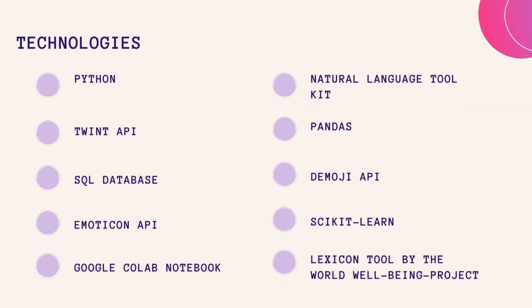Technologies. We used the Python programming language, Natural Language Toolkit, Twint API for tweets extraction, Pandas for data frames and CSV operations, SQL database, Demoji API for removing emojis, Emoticon API for removing emoticons, scikit-learn for importing classifiers, Google Colab Notebook, and the Lexicon tool by the World Well-Being Project.